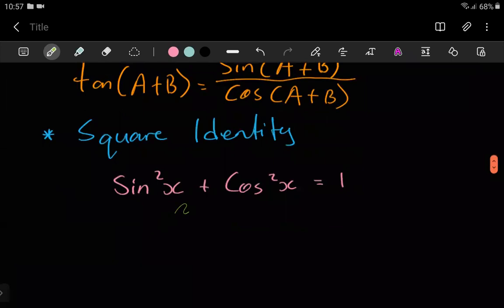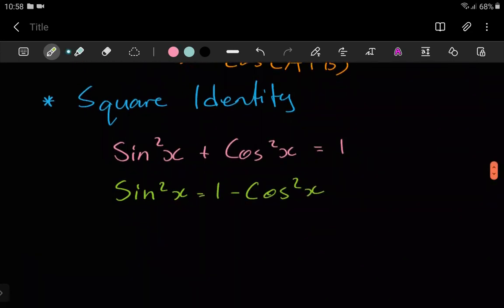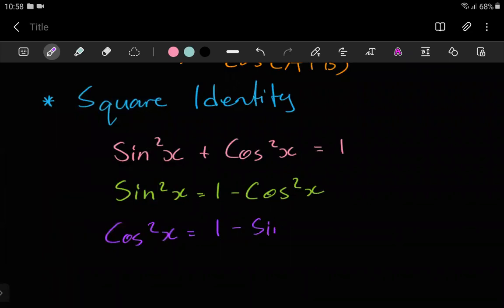Now the thing is, because this is an equation, if this cos goes to the other side, you are left with sine squared x equals 1 minus cos squared x. And with the cos, if the cos remains and the sine is the one that goes over, here's what you're going to have: cos squared x equals 1 minus sine squared x. So this is all coming from the main thing here, which says sine squared x plus cos squared x is equal to 1.